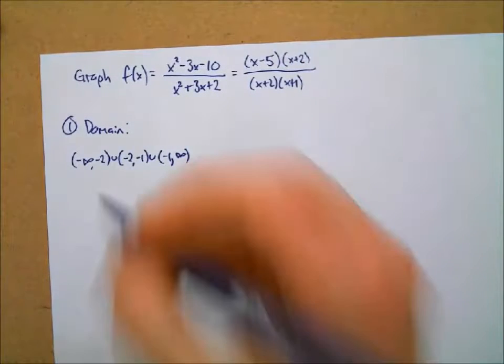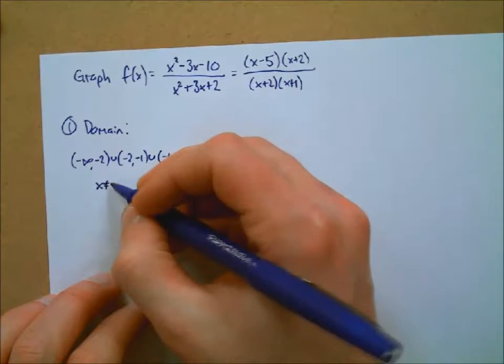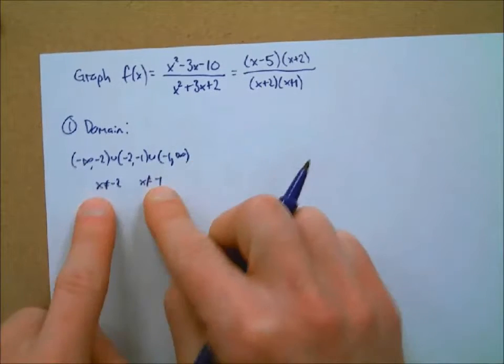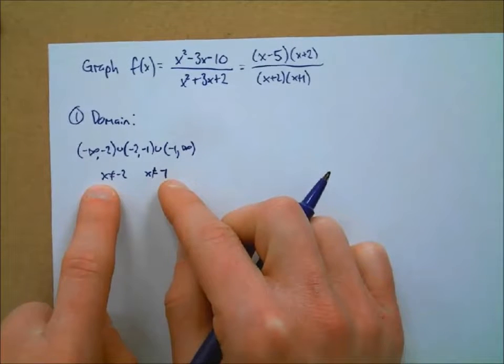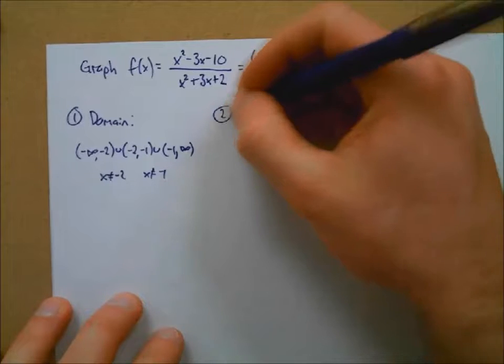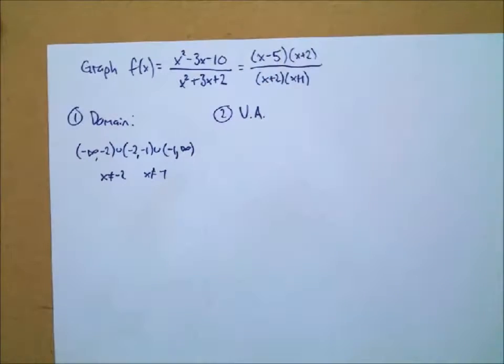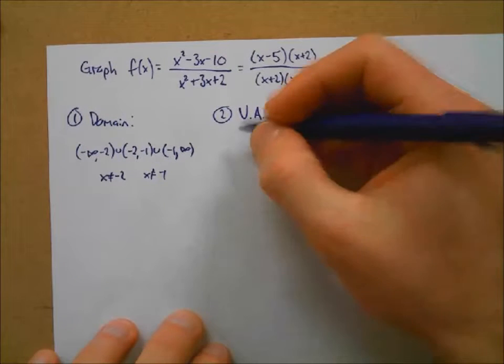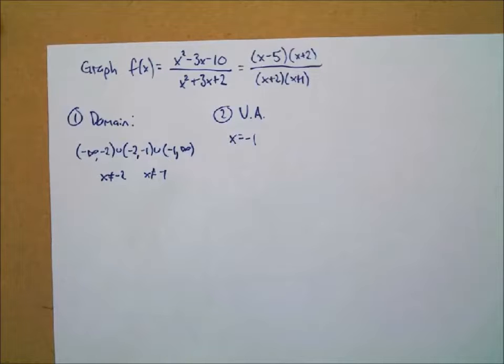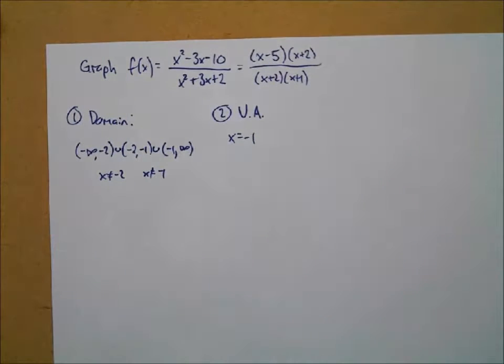These domain restrictions, we don't want x to be -2, we don't want x to be -1. These are going to result in either horizontal asymptotes or vertical asymptotes. So keep these in mind for the next step, where we identify any vertical asymptotes. Do we have any vertical asymptotes? When x is equal to what? x is equal to -1. Why not x equals -2? That's also a domain restriction. Right, what indicates it's a whole?